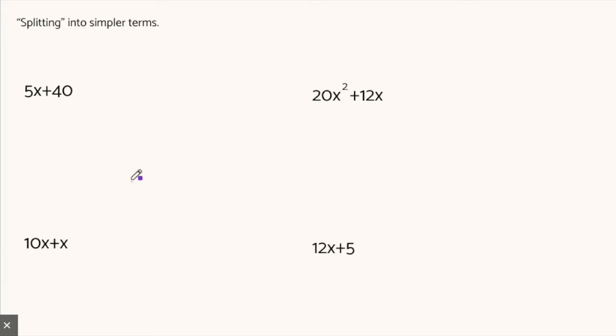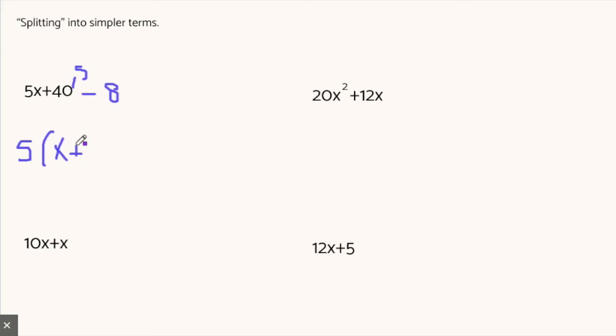Factoring basically means that we're splitting whatever we're given into smaller terms. So in order to do this, you would look at the terms you have and take out whatever they have in common. For example, in this case, I see that there's 5x and 40. 40 is divisible by 5. And when you divide it by 5, when you take 5 out, you get 8.